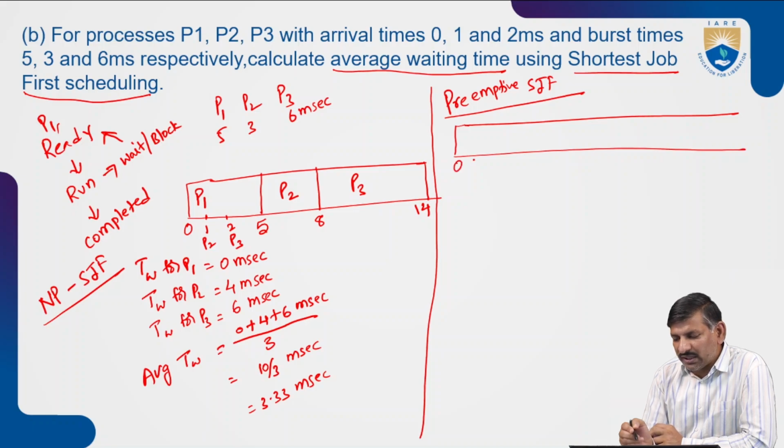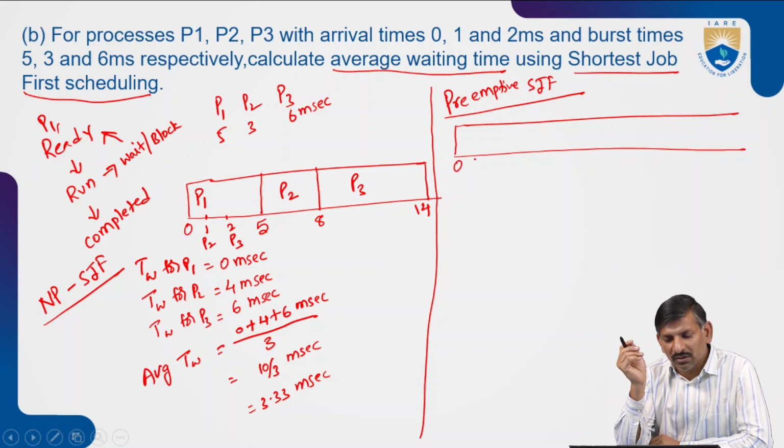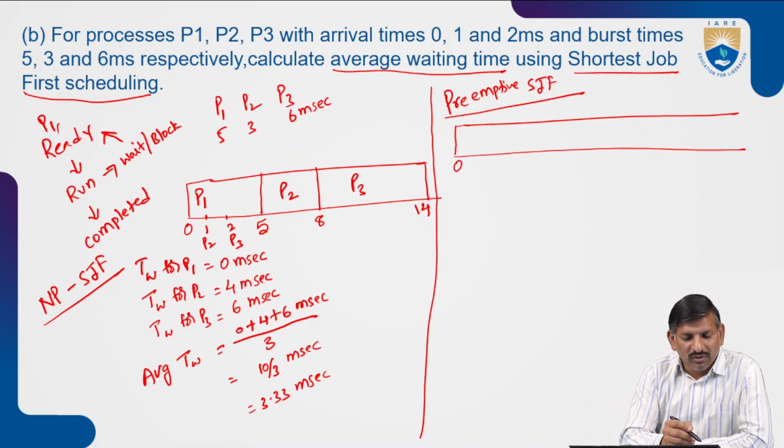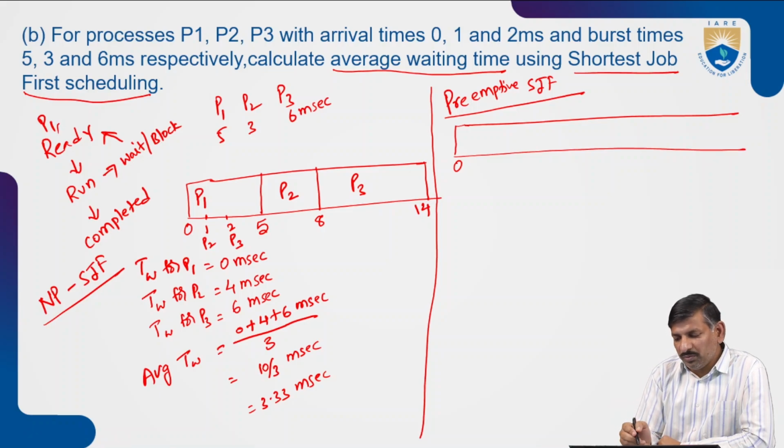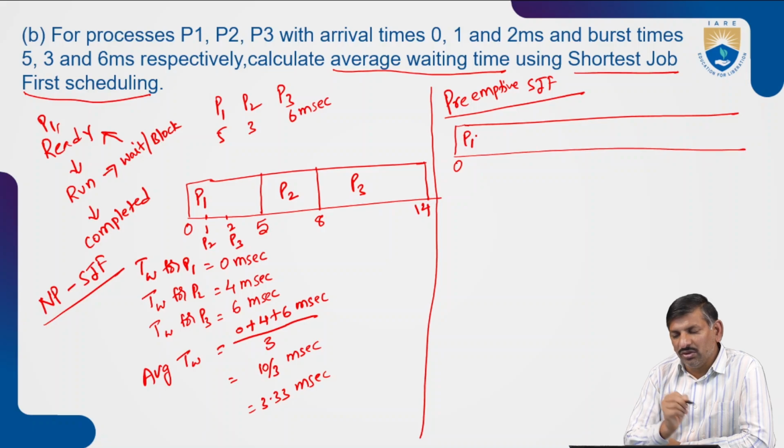So first, at the time of 0, in the ready state, what are the processes available? At the time of 0, only P1 is available. So P1 is scheduled for execution.